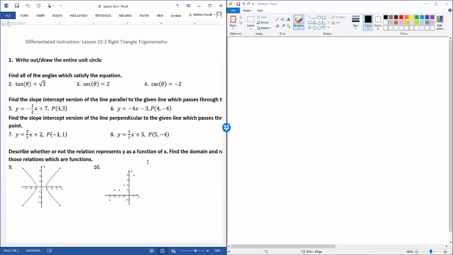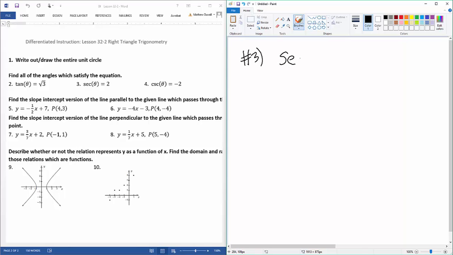All right, so this is for section 32-2, the DI. For the first one, it says write out and draw the entire unit circle. I'm not going to do that, so I'm going to skip that for now. Second part says find all the angles which satisfy the equation. So remember, once again, we're trying to find the angles.